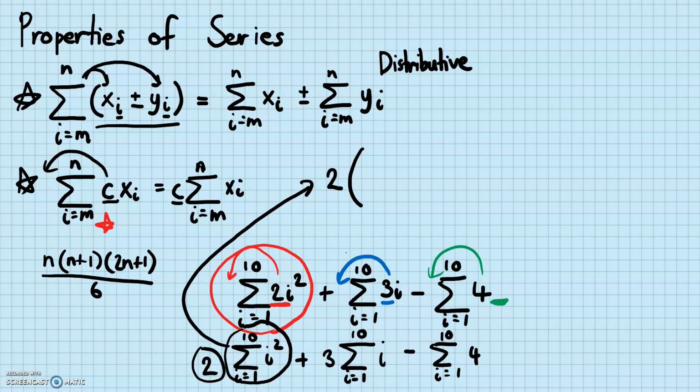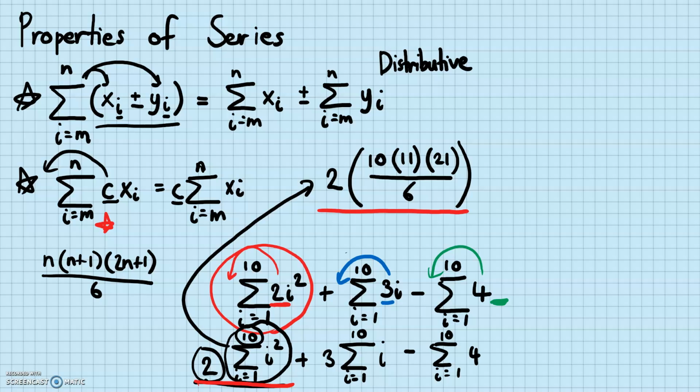So in this case, n is 10, right? N is 10. So we have 10 times 10 plus 1, which is 11, times 2n plus 1, which is 21, divided by 6. Okay, so this is our first summation here. All right, the first summation.